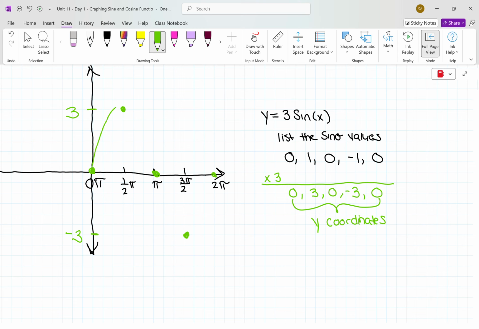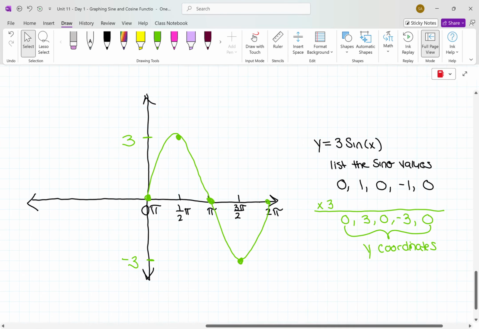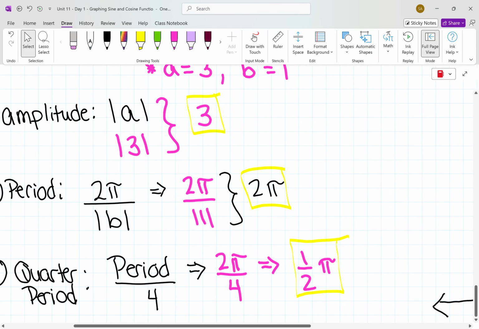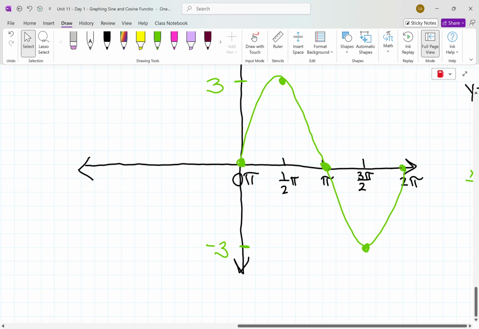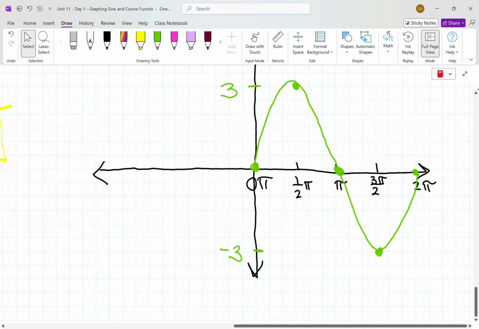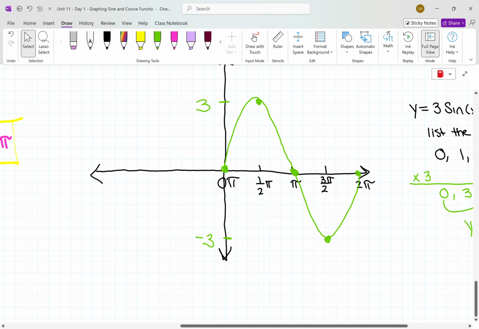And now we trace the curve. So what has happened to the sine curve versus the original one that we did on the unit circle? It moved up and down 3. It got taller, right? Good. Go back. What was my amplitude? Wasn't my amplitude 3? And look at that. It went up 3, all the way 3, and down 3. Peak and dip.